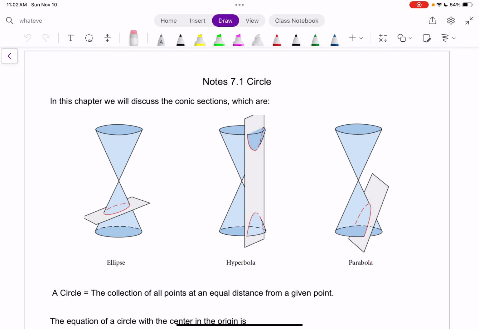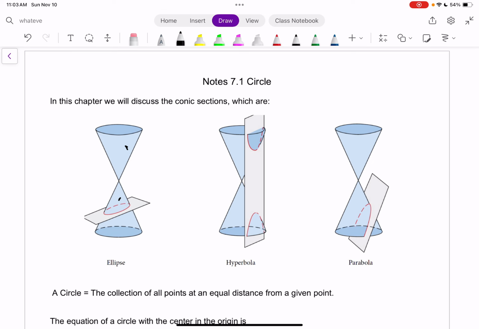So in this chapter, we will discuss something called conic sections. Conic sections are the shapes you get if you take 2 cones, as you see pictured here, top and bottom, right? And you slice them with a plane. So you have to imagine these as 3-dimensional pictures. That's what the dark blue shading is trying to suggest to you.